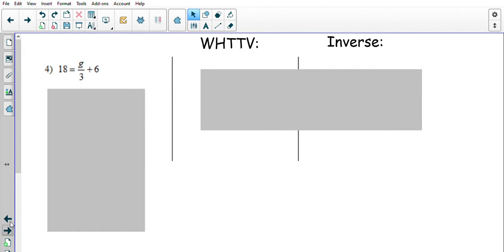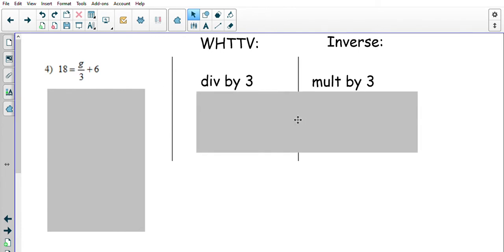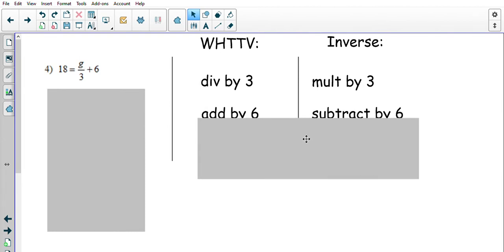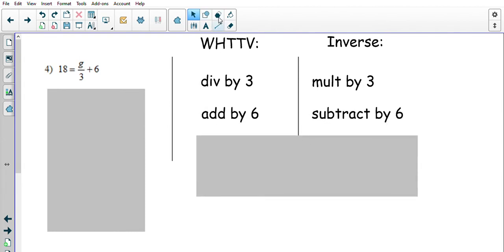All right, let's take a look at our next one. Our first one involves division. Again, you might feel comfortable trying some of these on your own. That's fine. Just double check your solutions as you're working through them with this video. So in number 4, the first thing that we're doing to g is we're dividing by 3. The inverse of that is to multiply by 3. After we divide g by 3, we are then adding 6. So the inverse of that is to subtract 6.